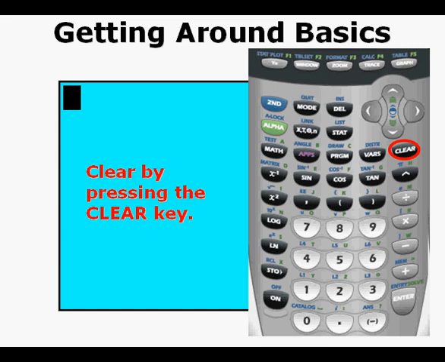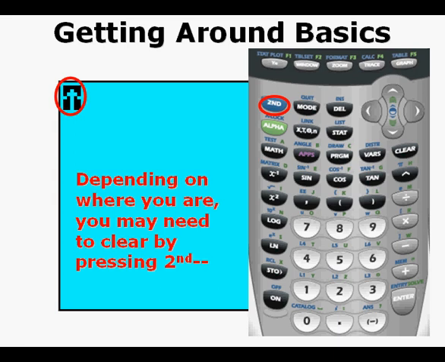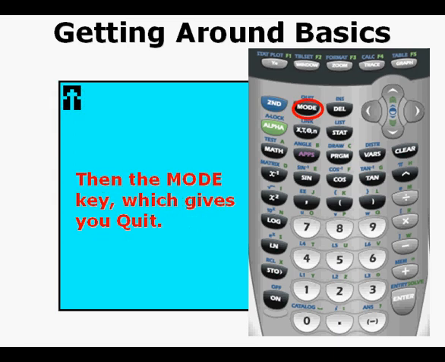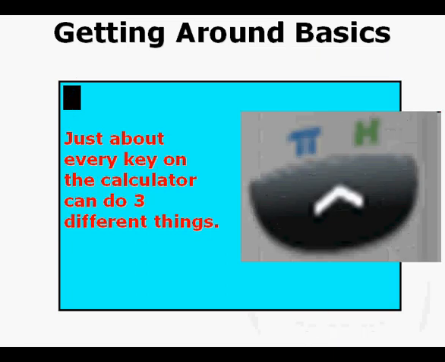When you want to clear your view screen, press the clear key on the right side of the keypad. If pressing clear does not work, you may need to clear by pressing second, then the mode key right next to it with the word quit above it. Just about every key on the calculator will do 3 things.